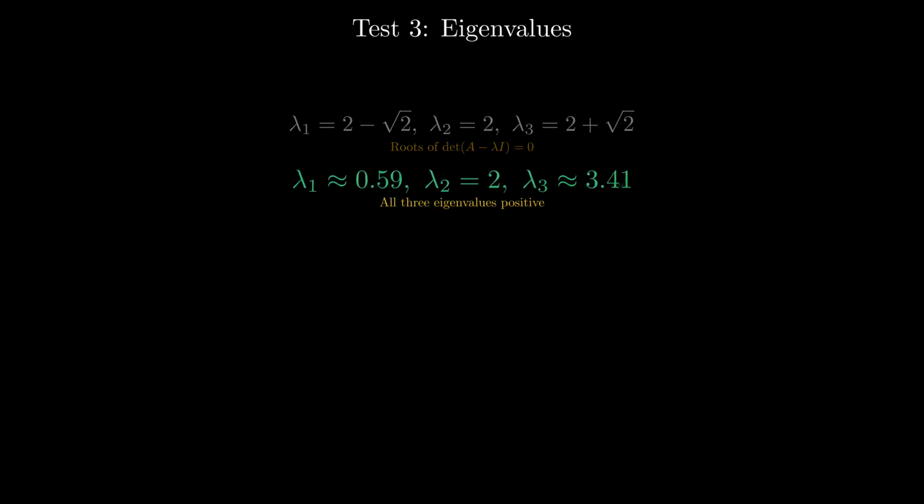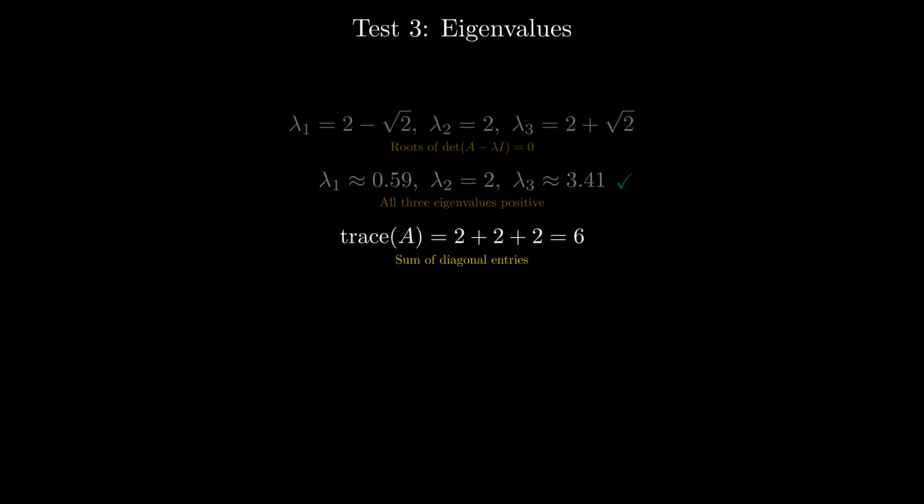Test 3. Eigenvalues. The characteristic polynomial of A factors to give 3 eigenvalues. 2 minus the square root of 2, 2, and 2 plus the square root of 2. Numerically, those are about 0.59, exactly 2, and about 3.41. All 3 are positive. Now 2 quick sanity checks.